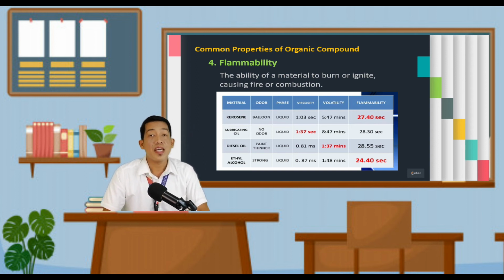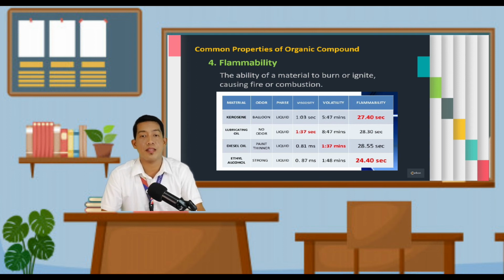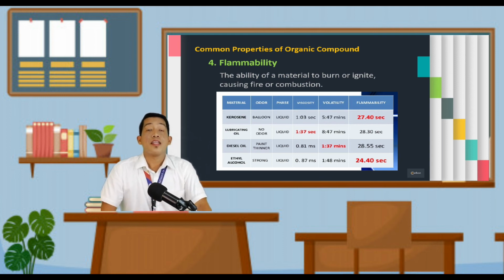Flammability testing is used to determine how easily a material or finished product will ignite or burn when exposed to or used near fire or heat. That's it. We are done.